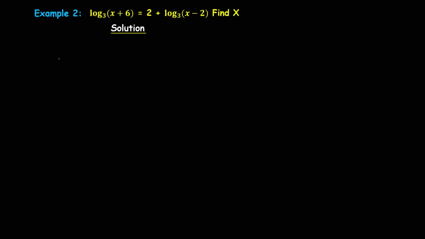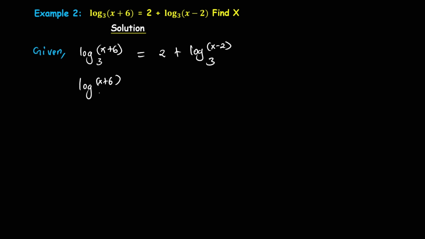Example number 2: log of x plus 6 to base 3 equals 2 plus log of x minus 2 to base 3. Find x. So we are given log of x plus 6 to base 3 equals 2 plus log of x minus 2 to base 3, and we are required to find the value of x. On collecting the like terms, we will have log of x plus 6 to base 3 minus log of x minus 2 to base 3 equals 2.